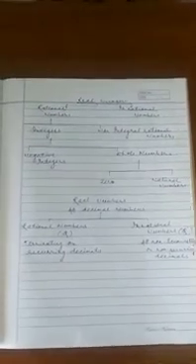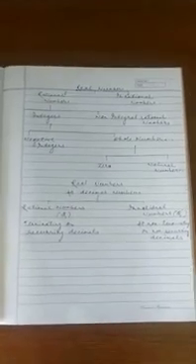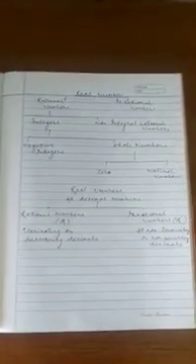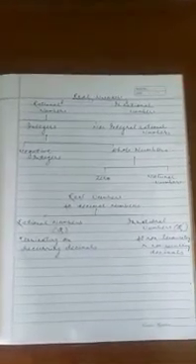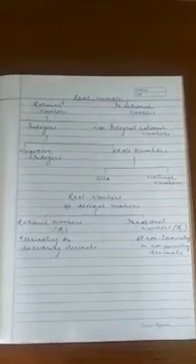One is rational numbers, which is denoted as Q, and another one is irrational numbers, which is denoted as Q dash. Rational numbers means terminating or recurring decimals, and in irrational numbers you will get all non-terminating and non-recurring decimals.